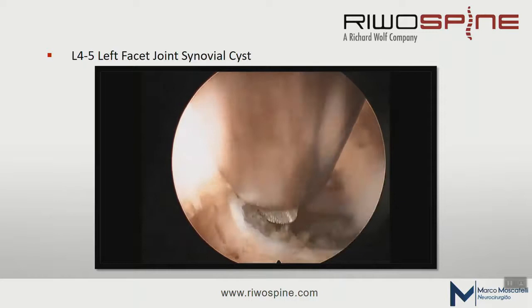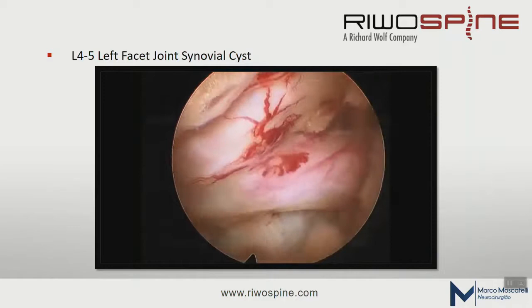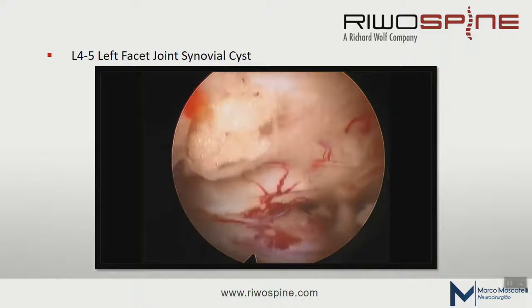We see the before and after with the nerve root totally free. And with mobilization, we can see the free shoulder and axilla.